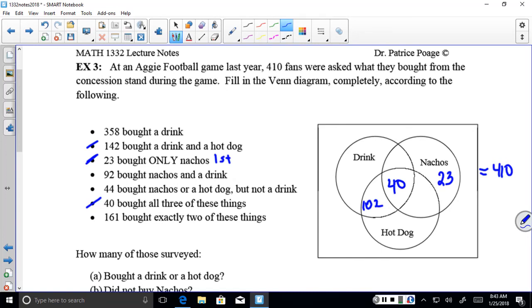92 bought nachos and a drink. So if they bought nachos, I've narrowed it down to these 4, and a drink, I've narrowed it down to these 2. So, question, those 40 right there, did those 40 buy nachos and a drink? Yeah. They bought other things too, but they did buy nachos and a drink. So when I say 92 bought nachos and a drink, I already have 40 in there. So that leaves 52 to go out here. These people bought nachos and a drink, but not a hot dog.